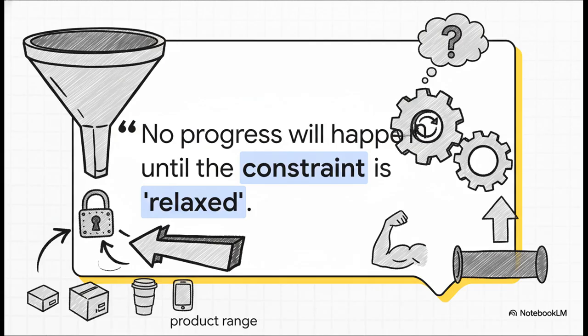Think about it. If your bottleneck is that you don't even have a defined product, spending a ton of money on a fancy sales funnel is completely pointless. You have nothing to pour into it. So all your focus has to go to fixing that one thing. Once you do, a new bottleneck will show up somewhere else, and that becomes your new focus. It's a cycle.